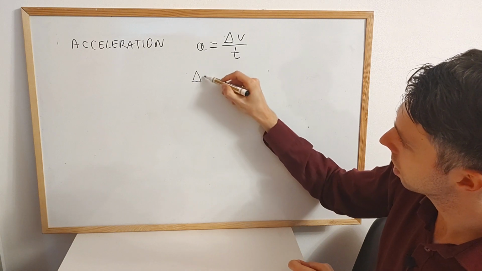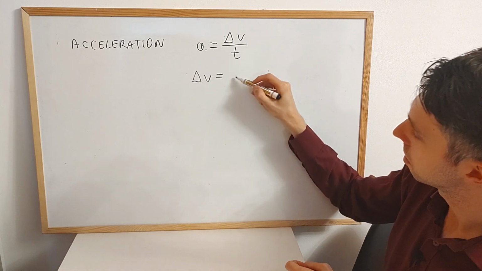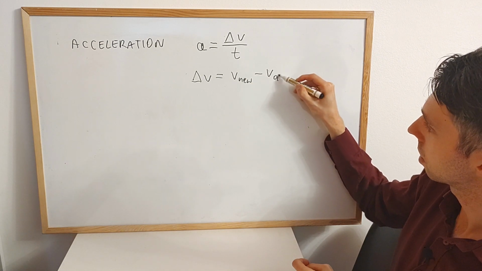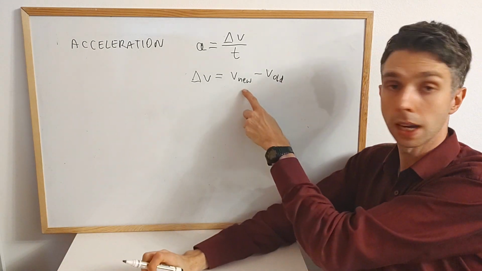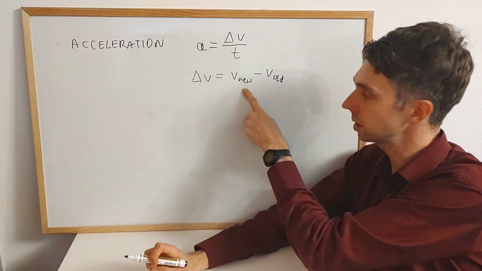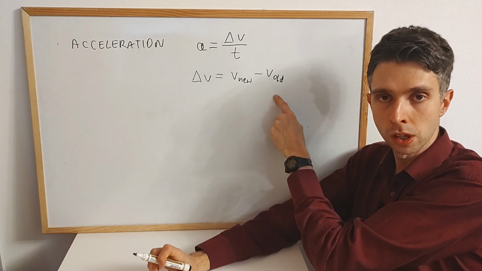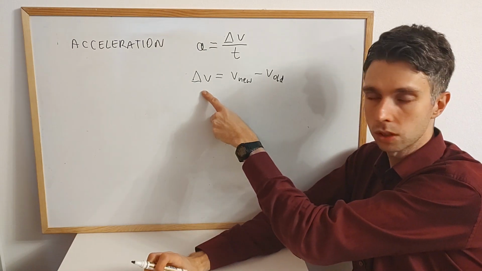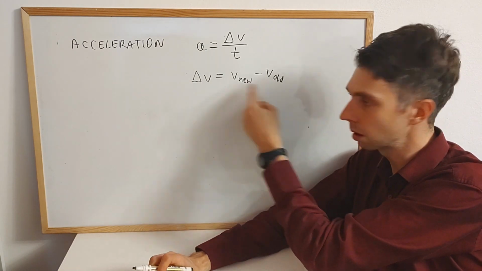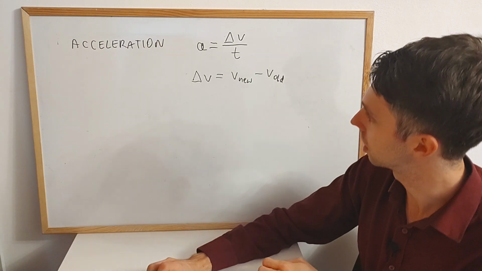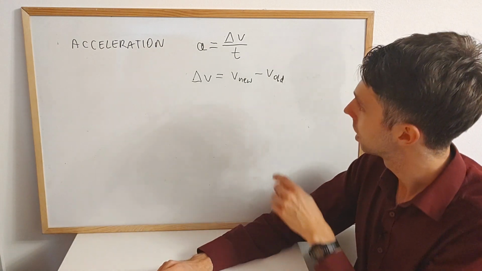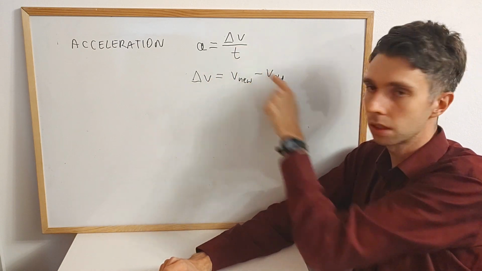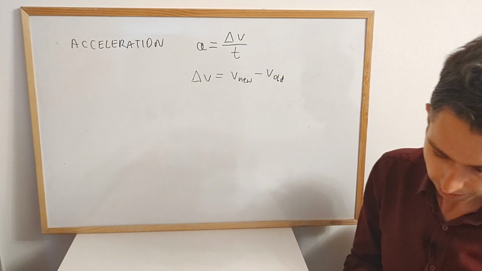So change in speed means new speed minus old speed. So for example, new speed 80 kilometers per hour minus old speed 0 kilometers per hour. So then the change in speed is 80 minus 0, so it's an 80 kilometers per hour change. And this is time. So acceleration is change in speed divided by time.